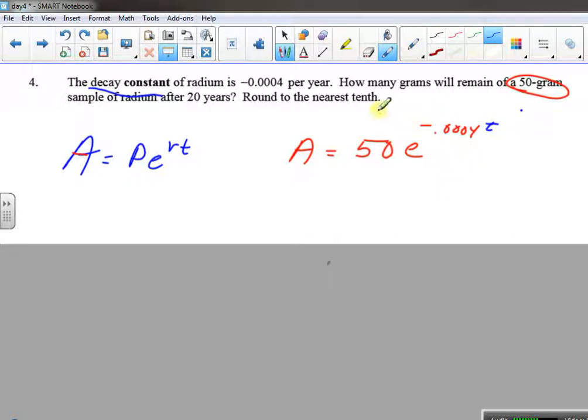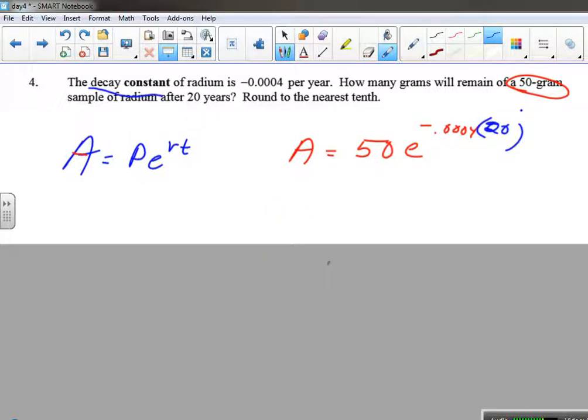And it says I have 20 years, so I can substitute 20 in place of the t. And this will be a matter of picking up your calculator, type in a 50, type in the e, and then use your caret key to type in this multiplication up here, and I'll leave that calculation to you and the rounding.